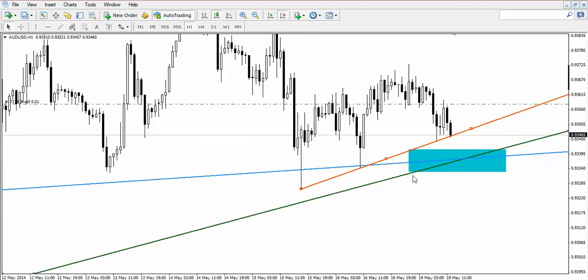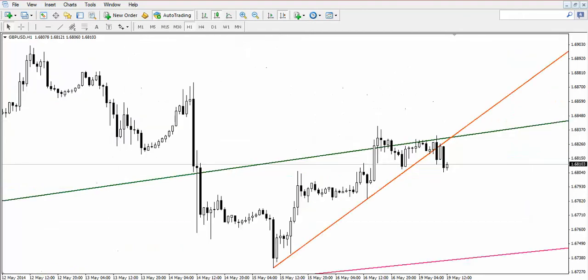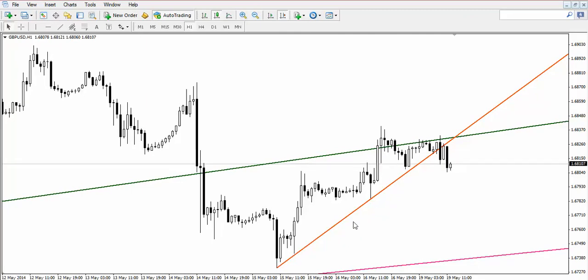Let's have a quick look and see what the Aussie dollar's doing. Still sitting where it was. Pound dollar hasn't really moved either.